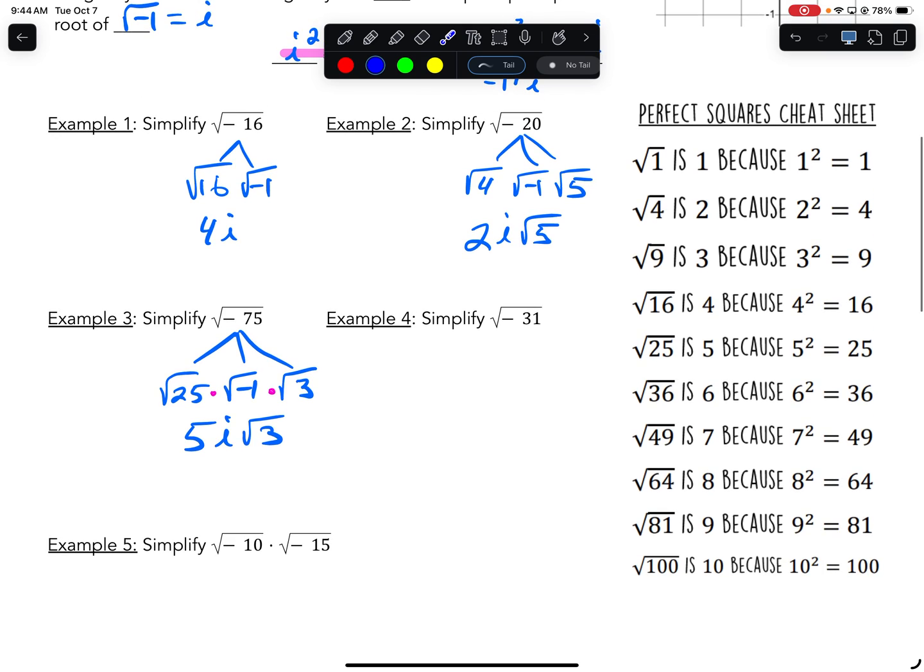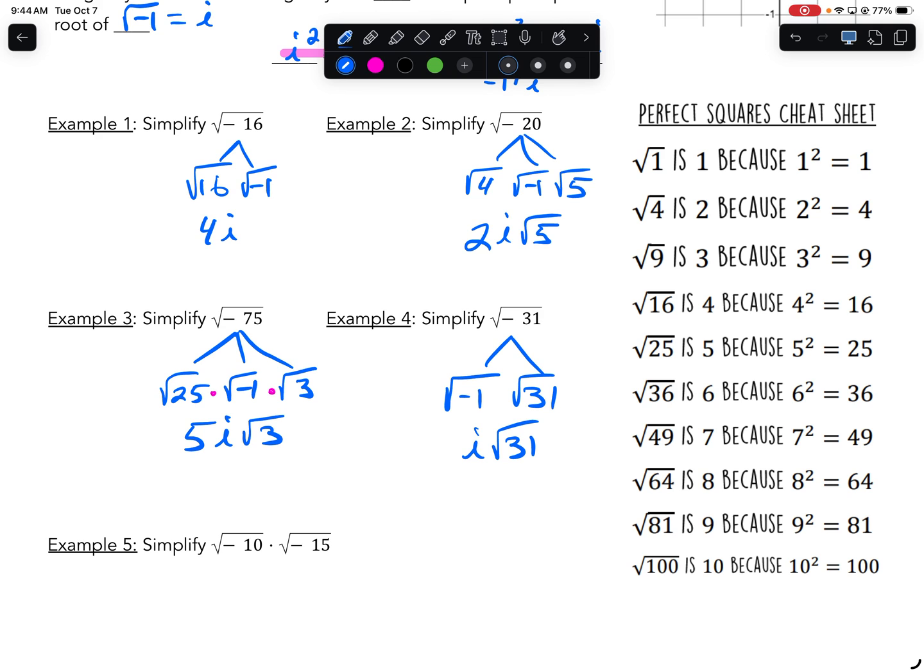So this is one example where we only have 2 branches. So square root of negative 1, square root of 31, because I know square root of negative 1 is i, and square root of 31 I cannot do. So we're done. That's it.